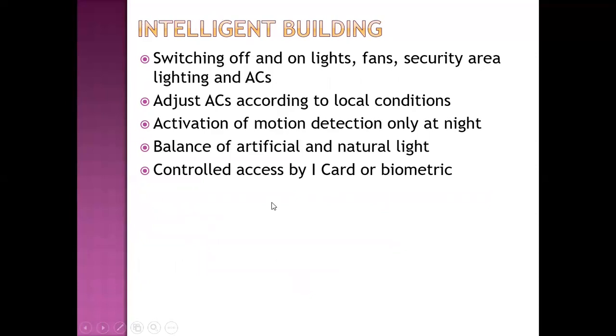Then, briefly on intelligent building. In an intelligent building, there is switching off and on of lights, fans, security area lighting, and air conditioners. Adjustment of air conditioners according to local conditions. Activation of motion detection only during night. Balance of artificial and natural light. Controlled access by identity card or biometric authentication.